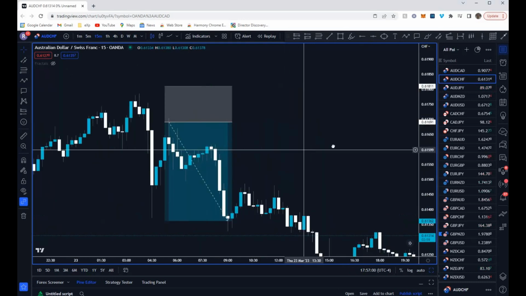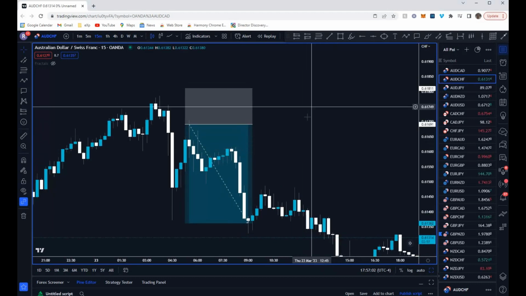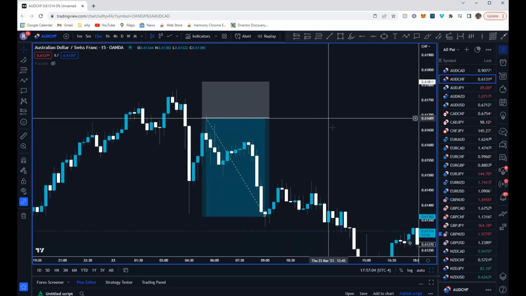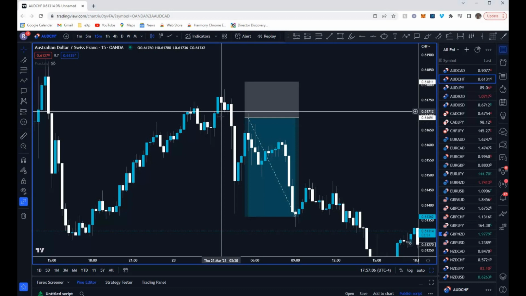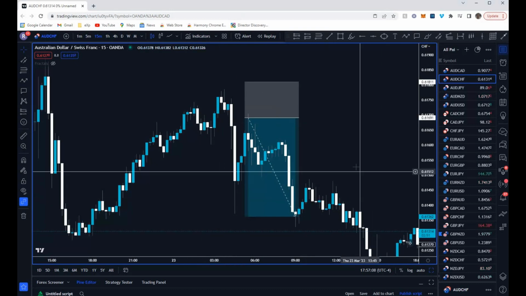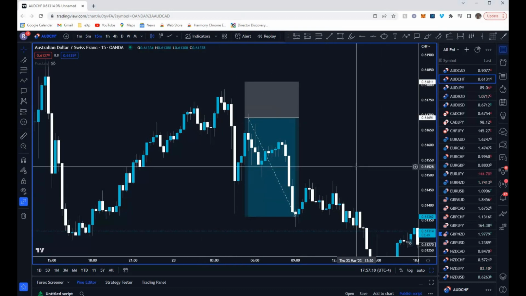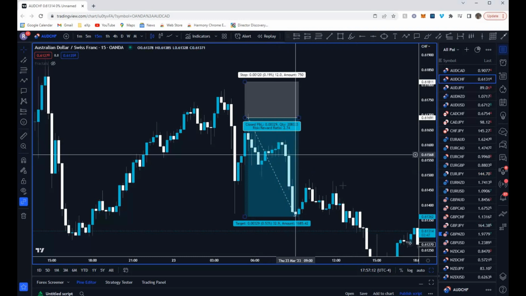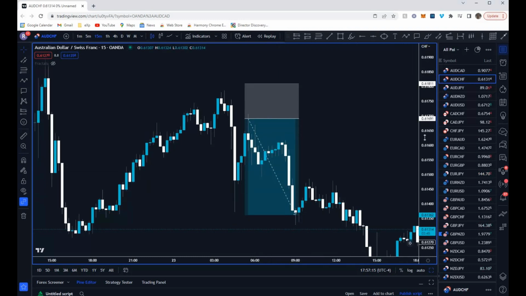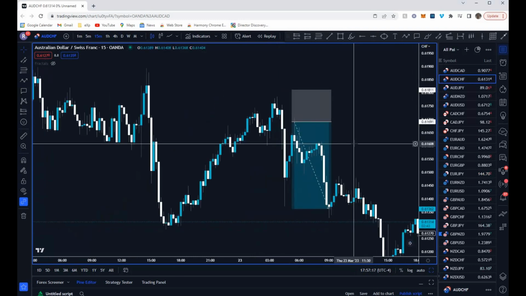So as you can see, I got an amazing entry on this trade. Usually my entries are like this. I like to enter on pullbacks. I don't enter on pushes. I just think it's more logical to enter on a pullback. It just gives you way better risk to reward. So that's what I did. So let's get right into the breakdown.